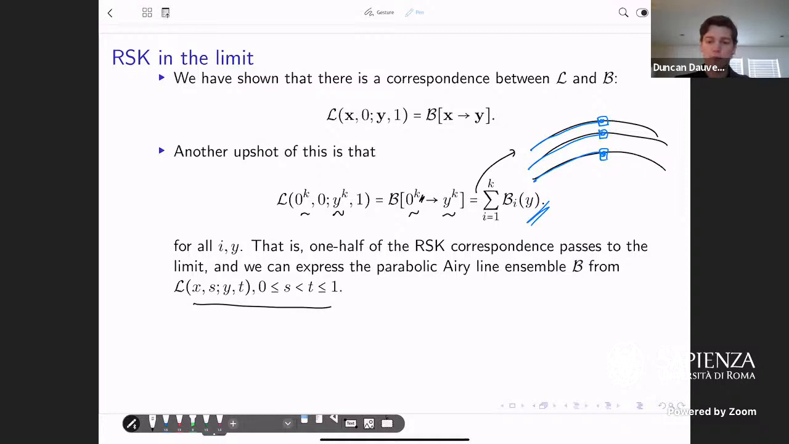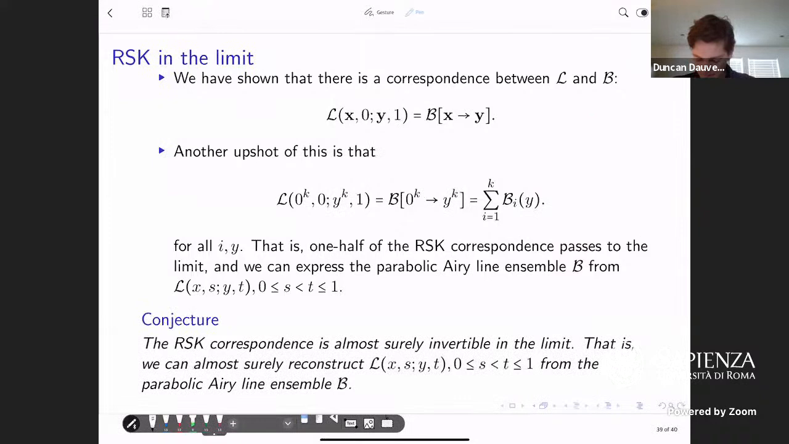What this is saying is that one half of the RSK correspondence passes to the limit. So you can reconstruct your Airy line ensemble from your directed landscape. And maybe to finish off, I'll state this conjecture, which I'm a fairly strong believer in: that you can actually go the other way. In the finite case, the RSK correspondence is a bijection, and we believe that in the limit this is also the case. In other words, you can almost surely reconstruct the entire directed landscape on a strip from 0 to 1 from a single Airy line ensemble B. My feeling is that this is really what underlies the fact that we can construct this landscape at all: RSK is powerful enough that one side of the correspondence you can take to the limit, and the bijection itself fully passes to the limit.